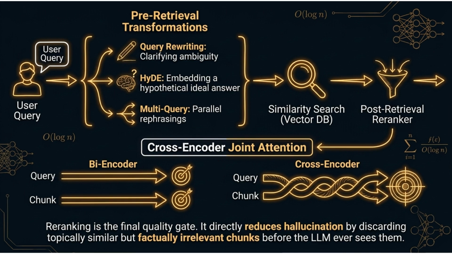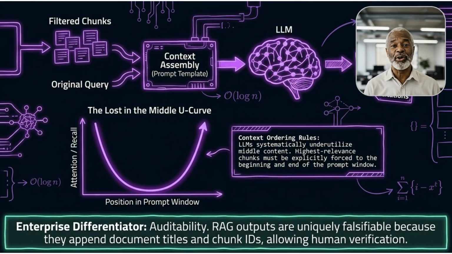A post-retrieval re-ranker is the final quality gate, reducing hallucination by filtering irrelevant chunks. Filtered chunks and the original query go to context assembly, feeding the LLM to generate a grounded answer with source citations. RAG outputs are uniquely falsifiable, allowing human verification.